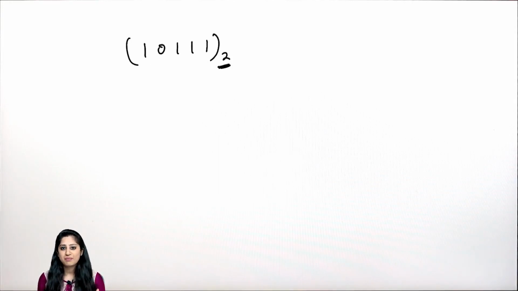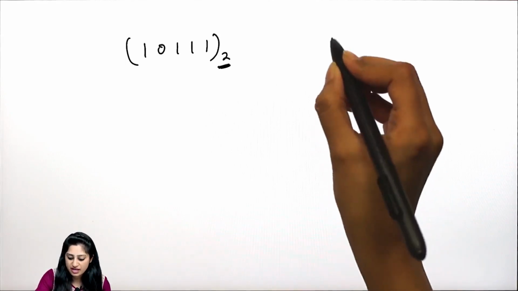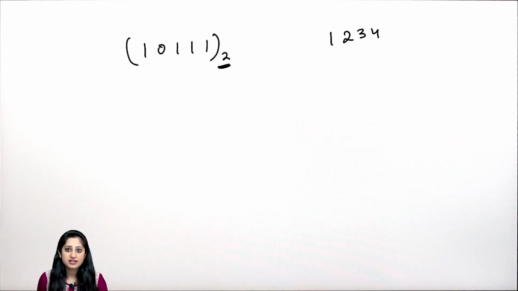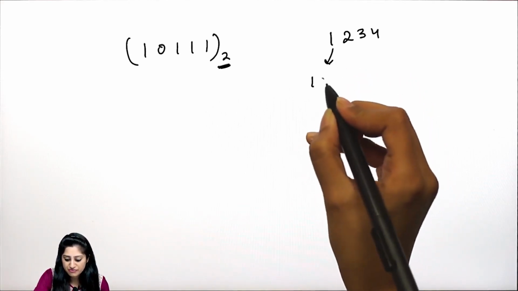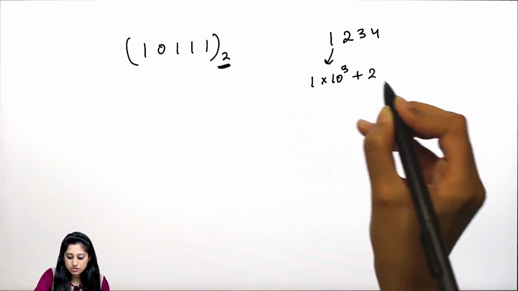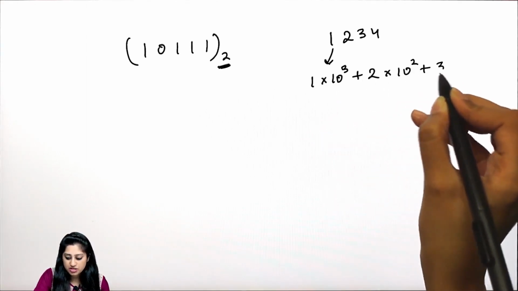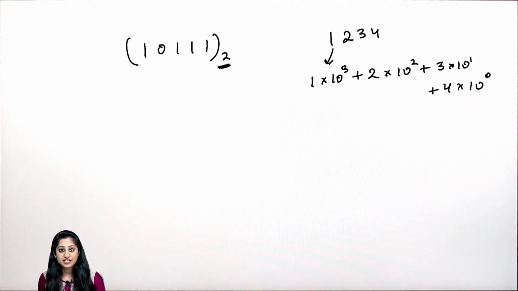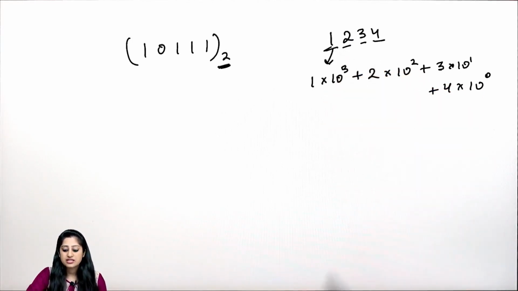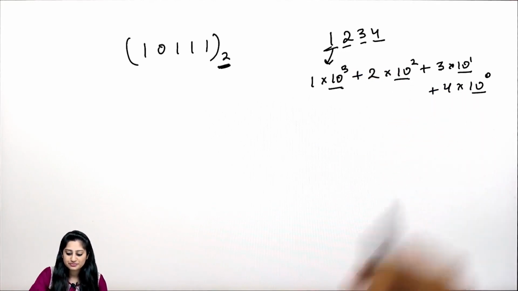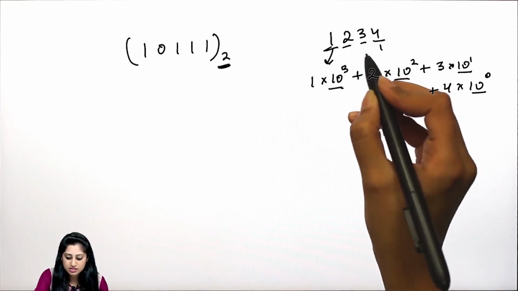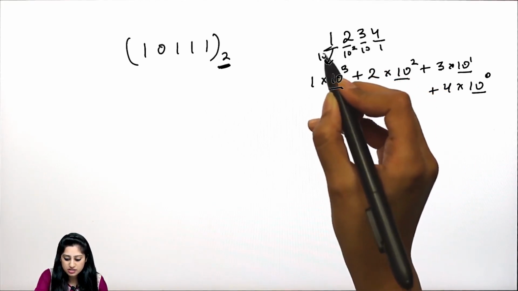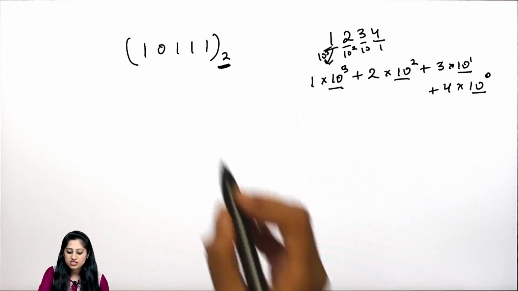For that, recall the expanded notation that you must have read about. For example, if I have 1, 2, 3, 4 here, and this is 1234, then the expanded notation will be 1 into 10 to the power 3 plus 2 into 10 to the power 2 plus 3 into 10 to the power 1 plus 4 into 10 to the power 0. That means every digit has a place value associated with it, and we multiply the digit with the place value. So this is place value 1, this is 10, this is 100, and this is 1000. The same process is what we have to follow here.